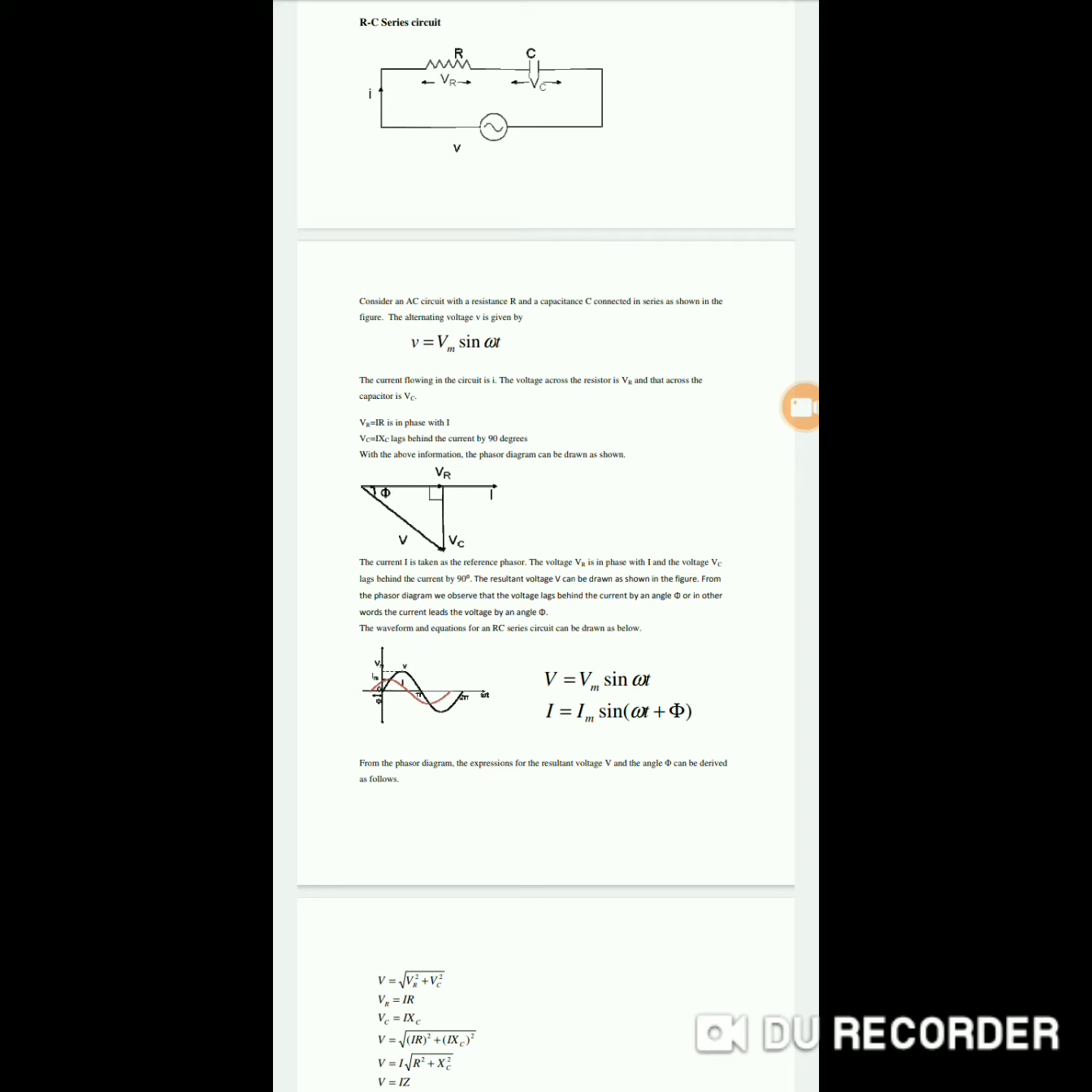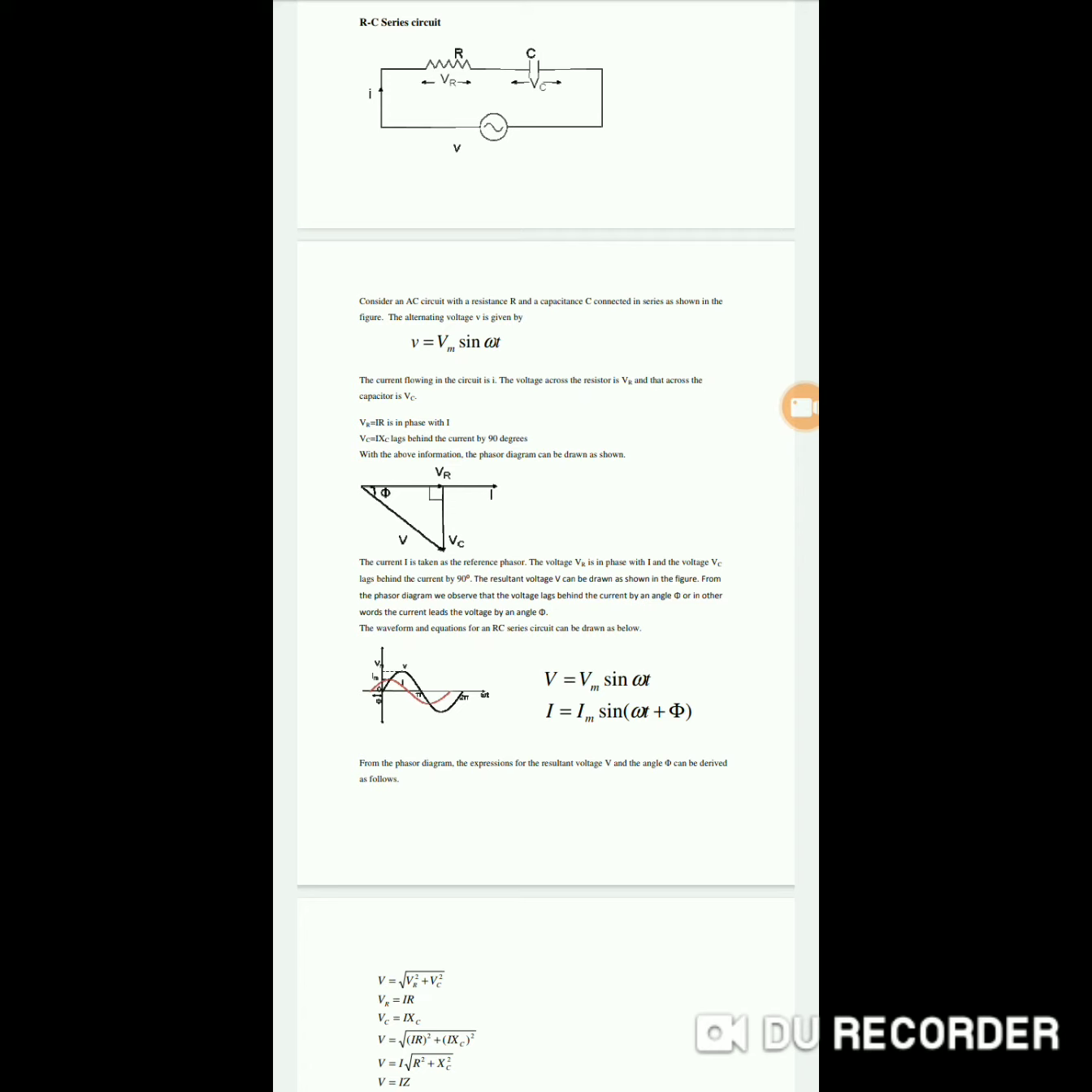Hello everyone. So now we'll see about the RC series circuit. In the last video we have seen the combination of resistance and inductance. Now we'll see the combination of resistance and capacitance. In the circuit, you can see it has a resistance and a capacitance.